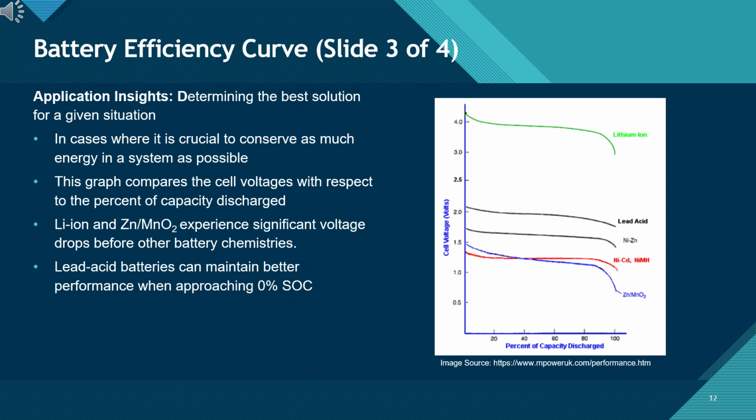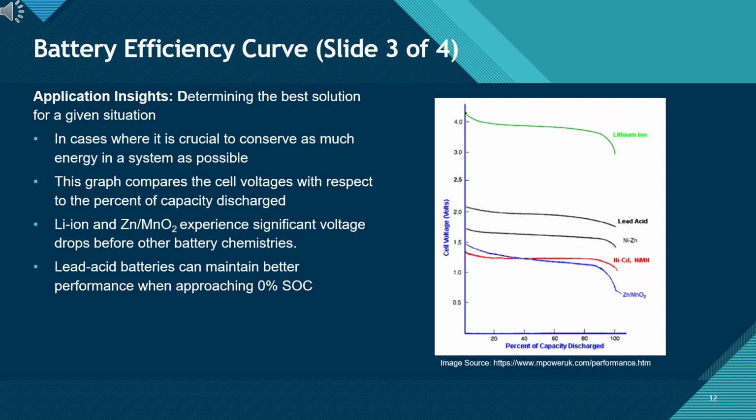Slide 3 of 4 for battery efficiency curve. Here, we're comparing different battery chemistries as they discharge, and the graph shows how cell voltage drops as the battery approaches empty. You can see that lithium-ion and zinc, manganese dioxide cells experience sharper voltage drops near the end of discharge. That means their usable energy declines more quickly as they approach 0% state of charge.